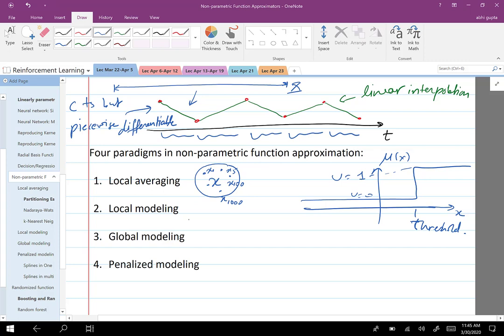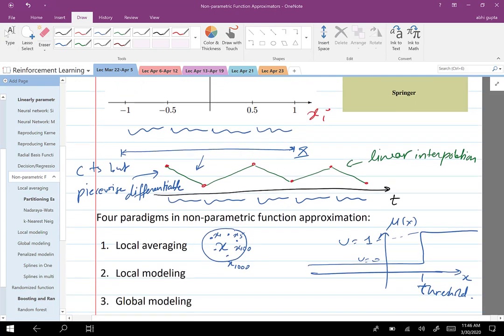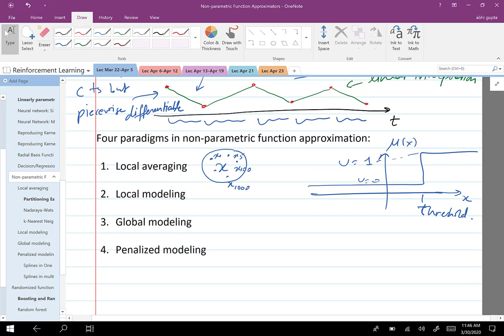Local modeling allows you to go a bit more general than local averaging. So you look at these local values, but you don't necessarily fit a constant function. You try to fit a non-constant polynomial kind of function. So this example is an example of local modeling, where piecewise you fit a polynomial in the neighborhood.